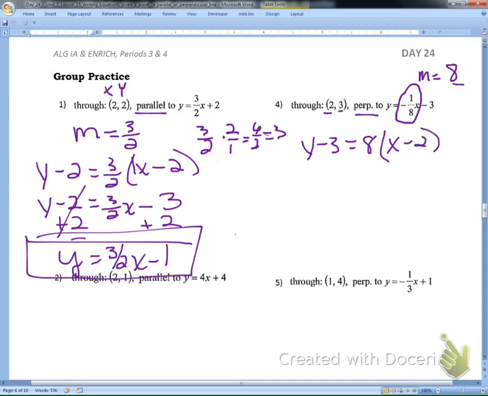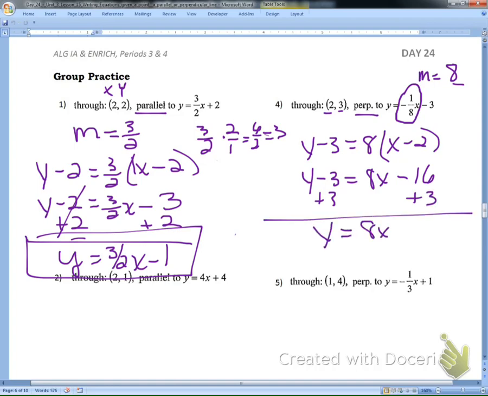We distribute the 8, so y minus 3 equals 8x minus 16, and carry our 3 over as +3. So our final equation is y is equal to 8x minus 13.